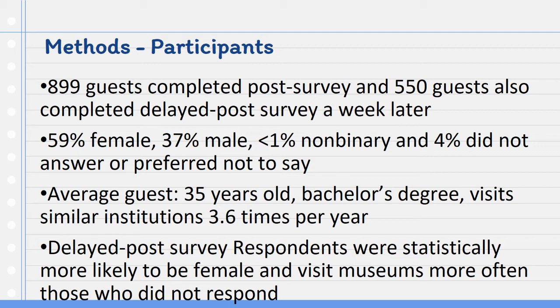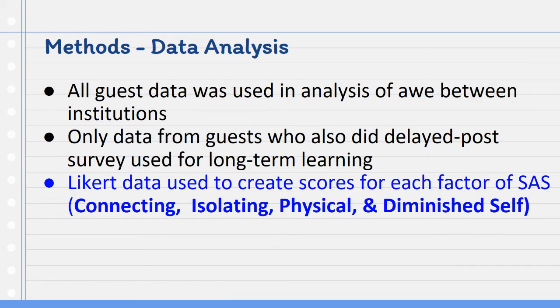Overall, 59% of the participants were female, 37% male, 1% was non-binary, and 4% did not answer or prefer not to say. The average participant was 35 years old, had a bachelor's degree, and visited similar institutions about 3.6 times per year. The delayed post-survey respondents were statistically more likely to be female and visit museums more often than those that did not respond. In terms of data analysis, all guest data was used in analysis of awe between institutions. However, only data from guests who also did the delayed post-survey a week later were used for long-term learning.